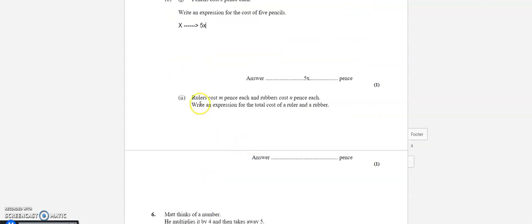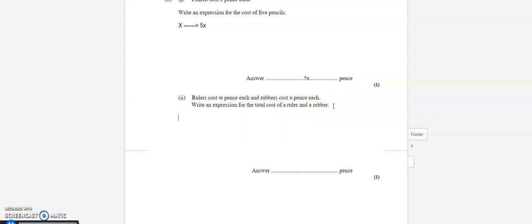Our next question here: rulers cost M pence each, and rubbers cost N pence each. Write an expression for the total cost of a ruler and a rubber. As I was saying in the rules above, sometimes it helps to figure that out in sentence form first. You don't have to, but basically if we were going to work out the cost of a ruler and a rubber, we would have the price of a ruler plus the price of a rubber.